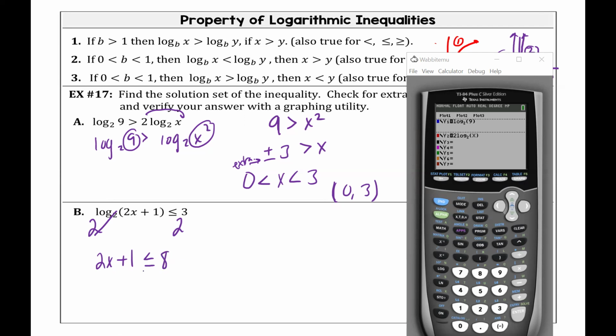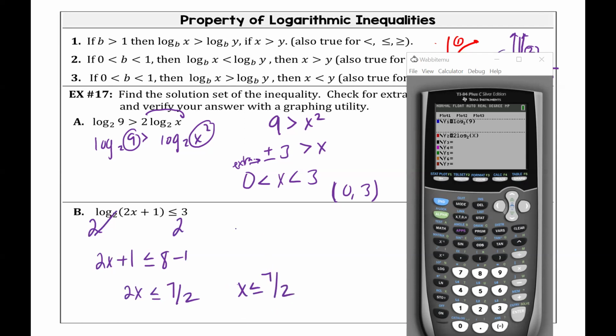And now I'm just solving this. So then I'm going to subtract 1, and we get 2x is less than or equal to 7. And then I'm going to divide by 2. And we get x is less than or equal to 7/2, right? Now, this is just one side of it.